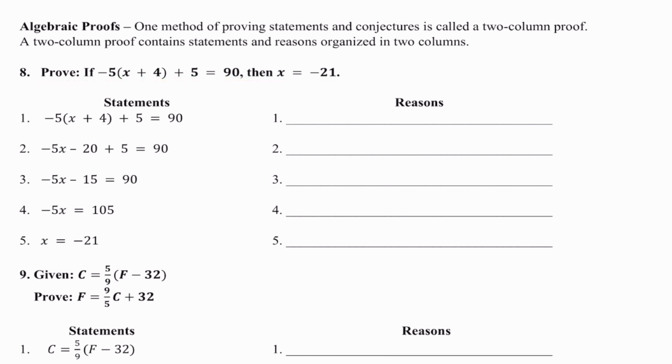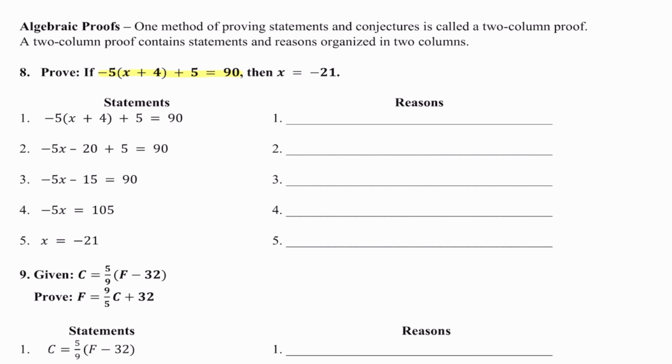If -5 times the quantity x plus 4, plus 5 is 90, then x is equal to -21. Now remember what I said about the hypothesis and the conclusion. You will assume that the hypothesis is true, and then you're going to provide reasonings that'll lead you to the conclusion, x is equal to -21. Let's look at the first statement. -5 times the quantity x plus 4, plus 5 equals 90. Well, y'all, that matches with the hypothesis of our given statement.